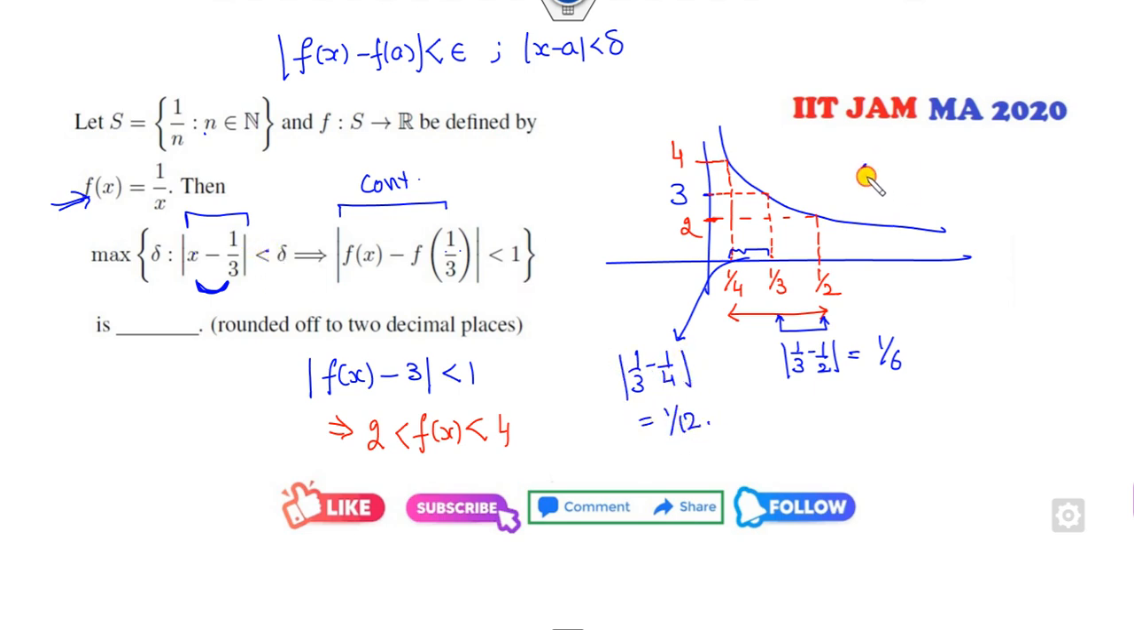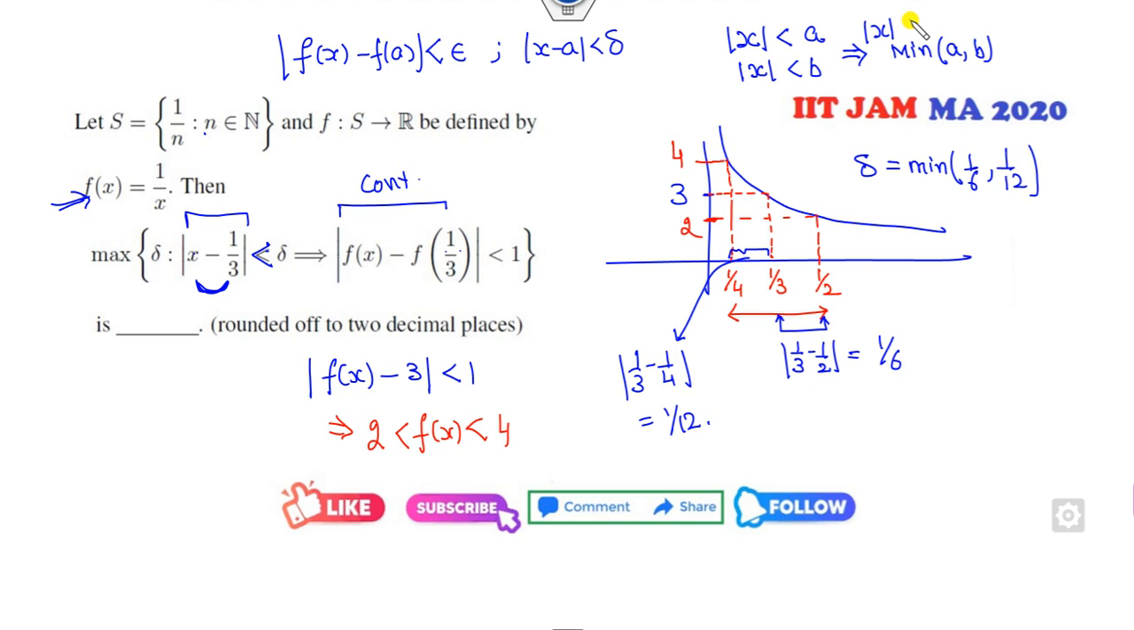Now what is the delta? Because it's a less than sign, I can say it's the minimum of 1 over 6 and 1 over 12. Because we all know when you say mod of x is less than a, and mod of x is less than b, how can you write that? It is the minimum of a comma b. Mod of x is less than this.